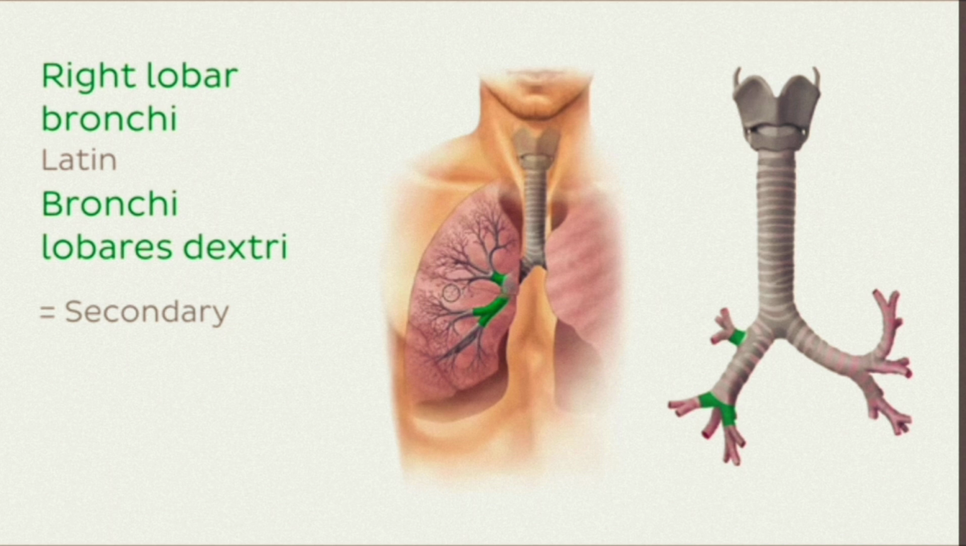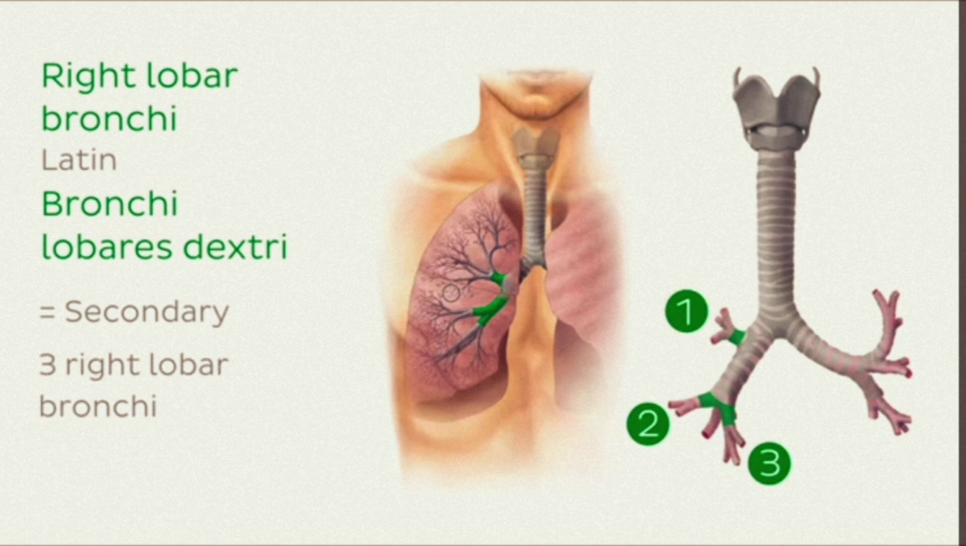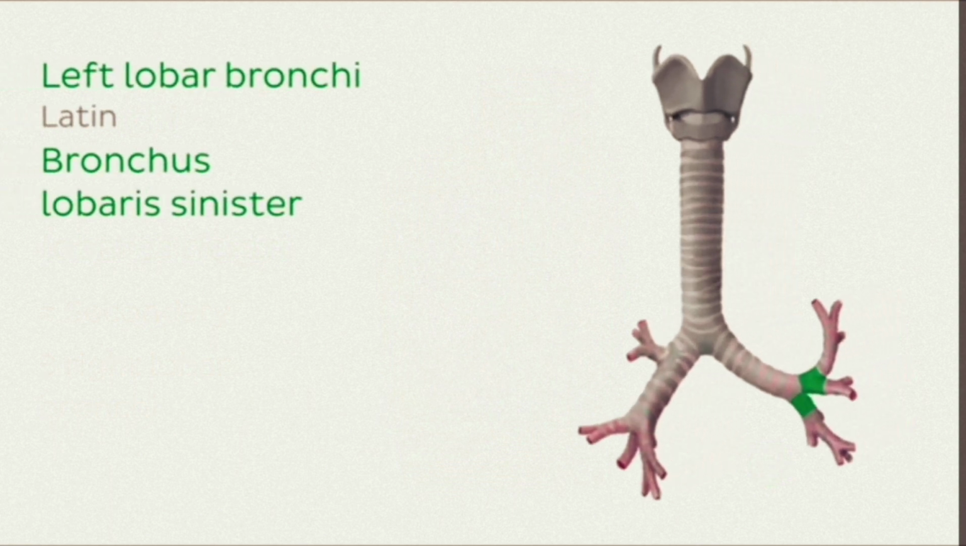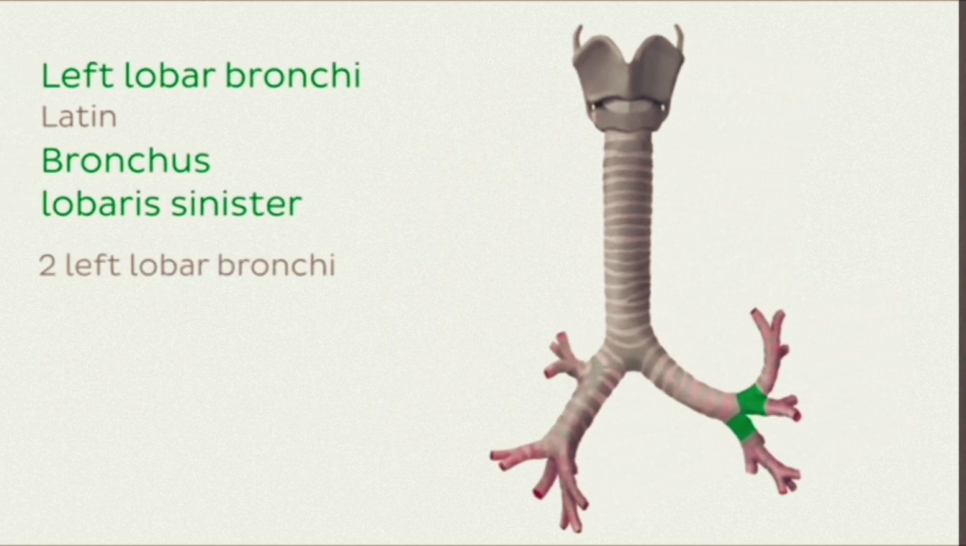In both illustrations, we see the right lobar bronchi, of which there are 3, highlighted in green now. Each lobar bronchus travels to a different lobe of the right lung. This differs from the left side. The left primary bronchus only splits into 2 lobar bronchi, and this is because the left lung has 2 lobes instead of the 3 lobes the right lung has.